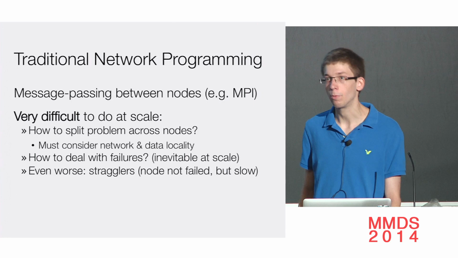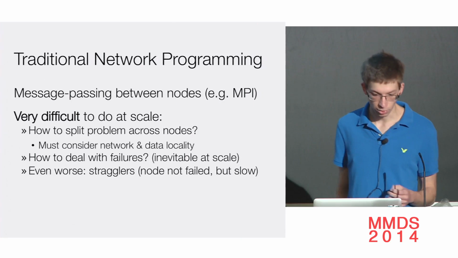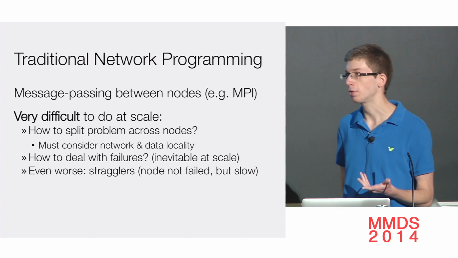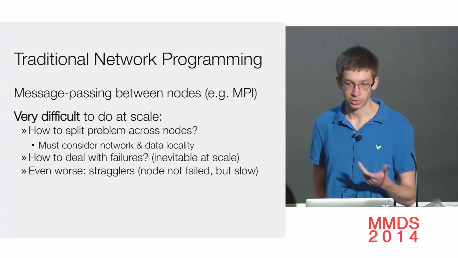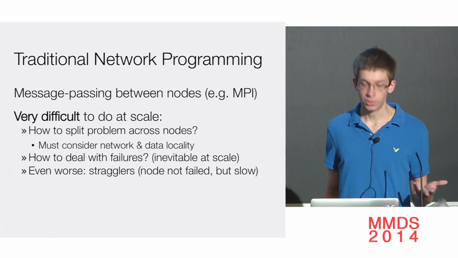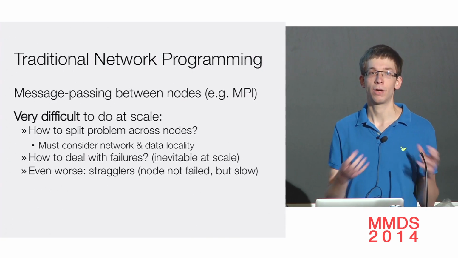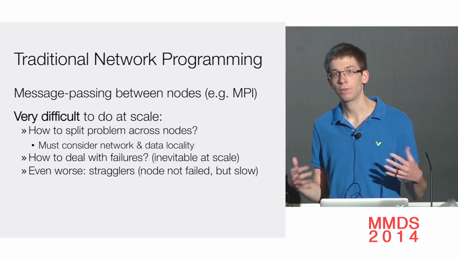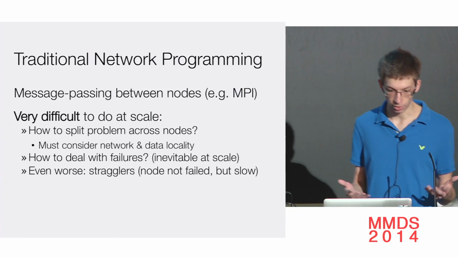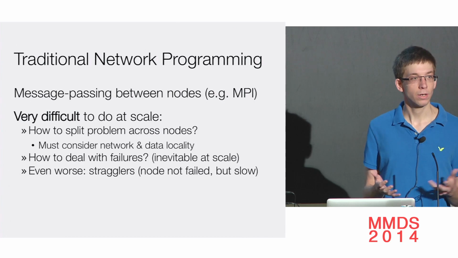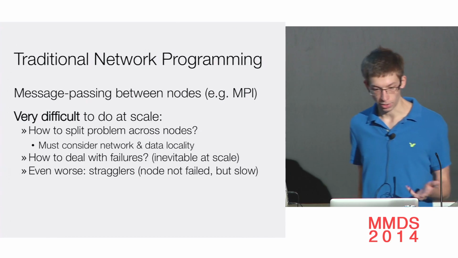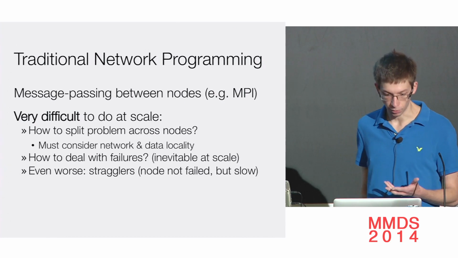The traditional way of programming distributed applications has been message passing, and an example of this is MPI. And this is a really natural model. Basically, you write a program on each machine and you have them send messages to each other. It makes a lot of sense. But unfortunately, it's very difficult to do at large scale. And there are a few reasons for that.